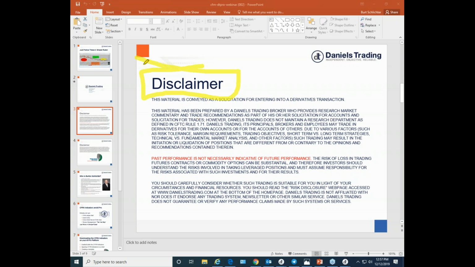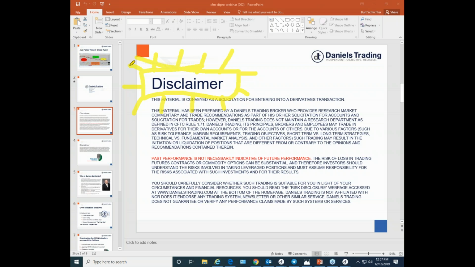The disclaimer really is for those guys that are brand spanking new to the game. They're just learning about futures, the leverage of it. They're probably getting all the benefits of it, and no one really balances out the risk reward. There is substantial risk in trading futures. No question about it, because we're dealing with leverage.